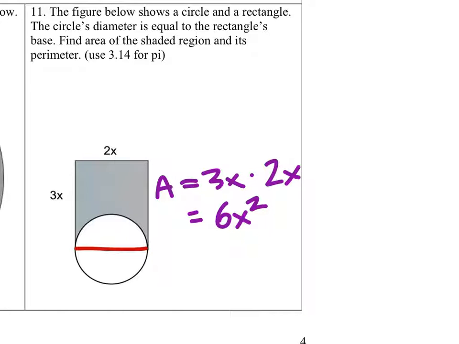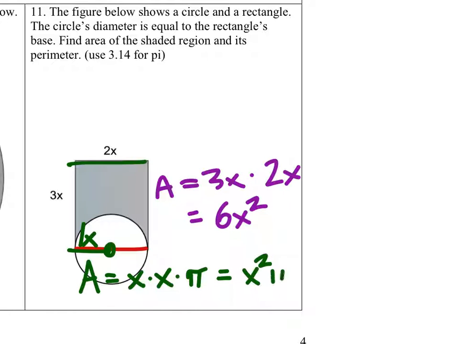But if we look at this, the radius of this circle is just 1x because the whole diameter is 2x. So the area of just the circle is going to be radius, which is x, times the radius times pi. That would be x squared pi. But we only got half of that circle right there, so I'm going to cut that in half.